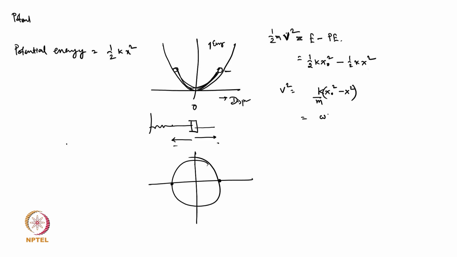Okay, so this will become omega square (x0 square minus x square). Now what is v? Velocity, that is dx over dt, and x is x. Okay, no issue. So if I do that, v equals omega times root over of (x0 square minus x square). Here I should put dx over dt. Any doubt?